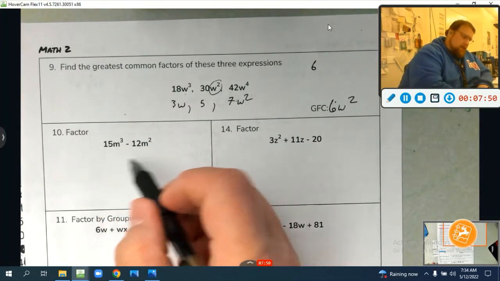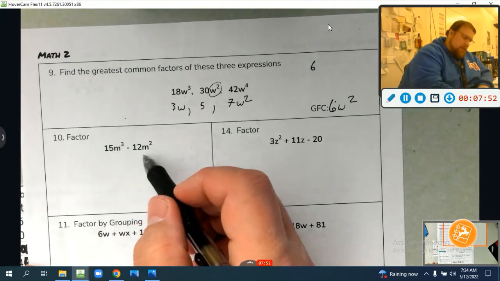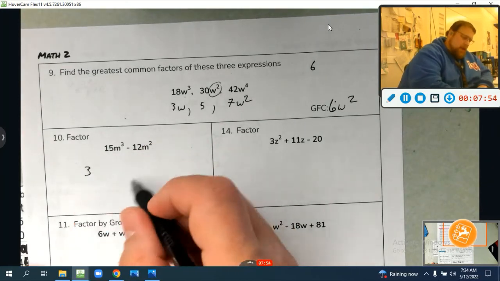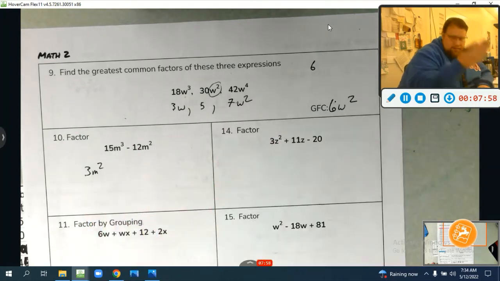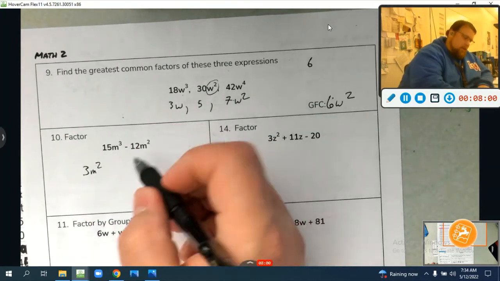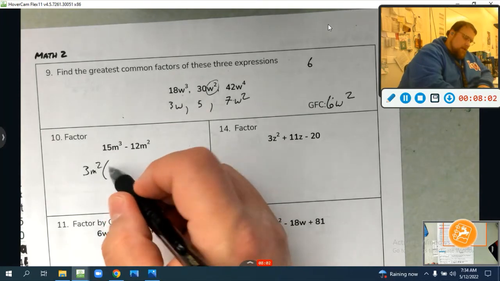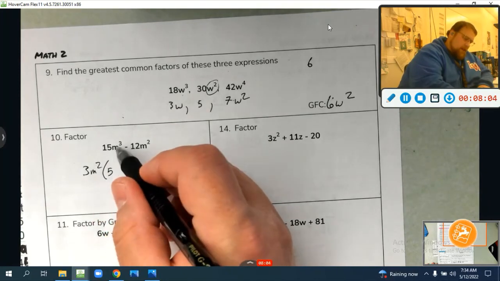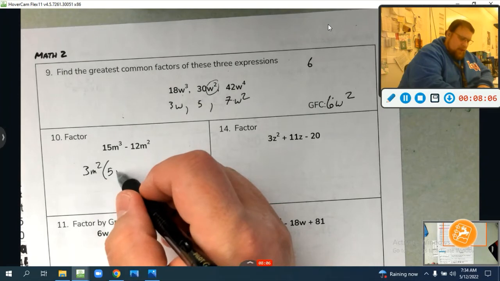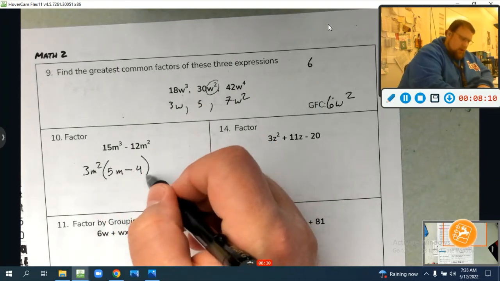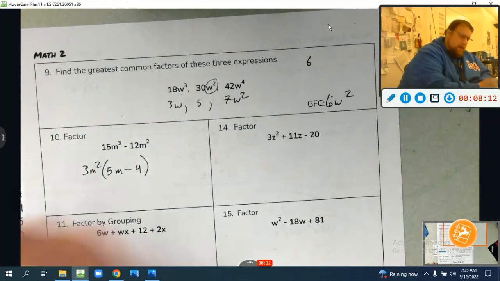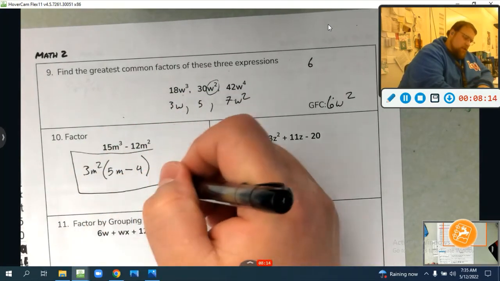Okay, let's factor this bad boy. So what can I pull out of a 15 and a 12? Definitely a 3. What can I take out of m cubed and m squared? Well, an m squared, because it's just the lowest degree of m. When I do that, 15 divided by 3 is 5. M cubed divided by m squared is just m. Minus 12 divided by 3 is 4, and the m squared is gone. That's it. Nothing else is factorable here.